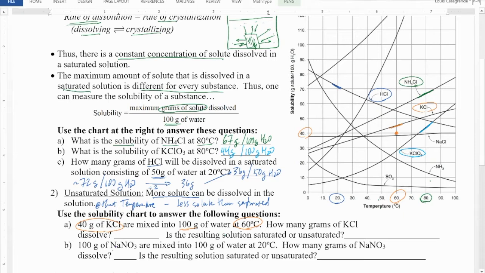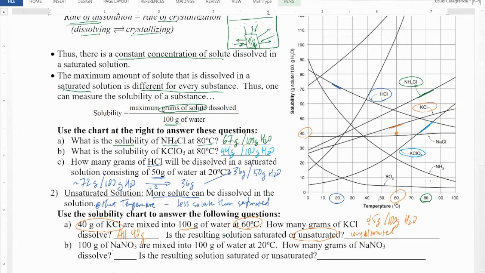The KCl line is up a little higher. We had 40 grams of KCl dissolved, but the saturation is 45 grams per 100 grams of water. Because we're below that saturation line, it all dissolves. So all 40 grams is going to dissolve, and the resulting solution is unsaturated. We could put 5 more grams in at that particular temperature.